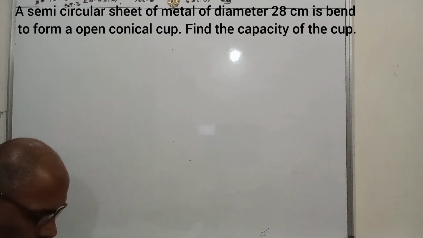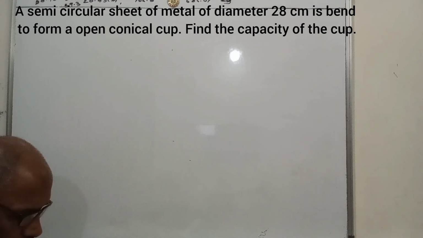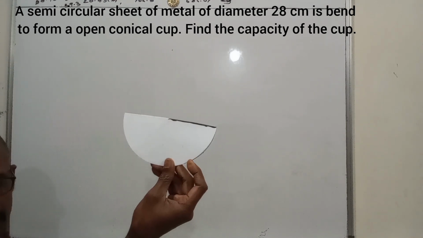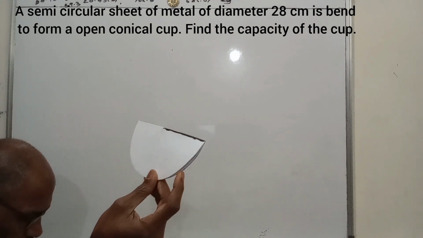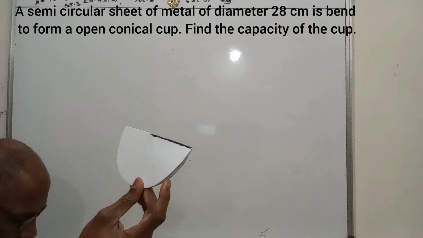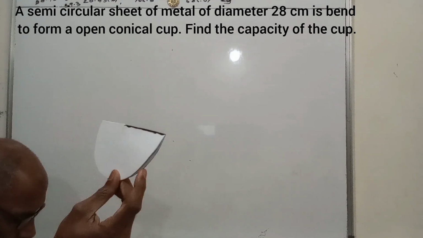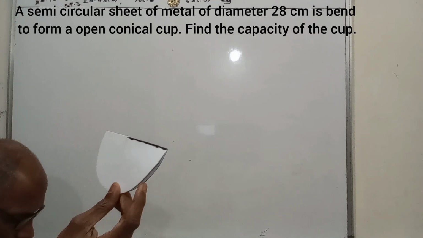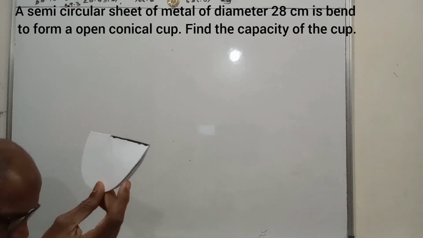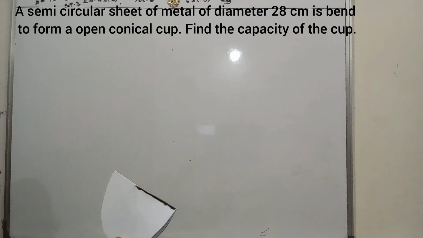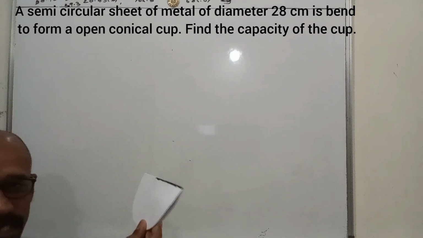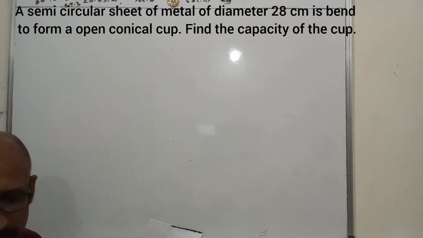A semicircular sheet of metal of diameter 28 centimeter. See this, this is the semicircular sheet of diameter 28 centimeter, which is bent to form an open conical cup. Find the capacity of the cup and the height of this cup. That means the cup is made from this semicircular sheet.